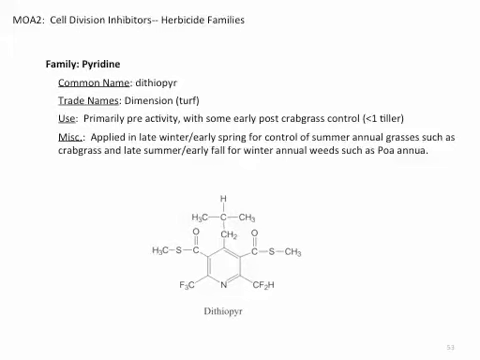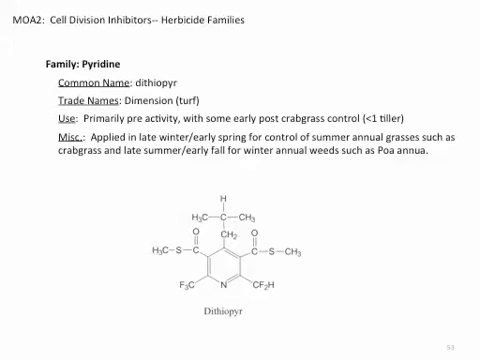Okay, so we have the family pyridine. Its common name here is dithiopyr, and it's sold as Dimension in turfgrass. We're dealing with the same type of setup as far as pre-emergent, selective herbicides, residual. But this one does have some early post-emergent activity on crabgrass, typically around one-tiller crabgrass.